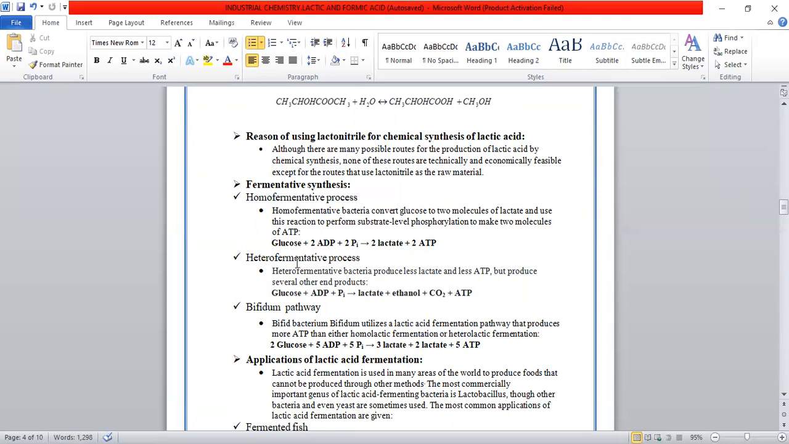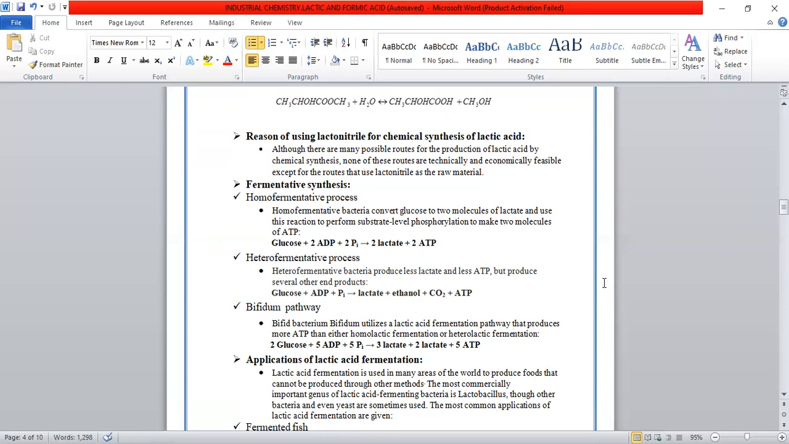Then there is the heterofermentative process. In this process, bacteria produce less lactate and less ATP, but produce several other products. What do they produce? Other products, ethanol and carbon dioxide. In this equation, you can see glucose, ADP, and inorganic phosphate react and give lactate, ATP, with byproducts of ethanol and carbon dioxide. Third one is the Bifidum pathway.